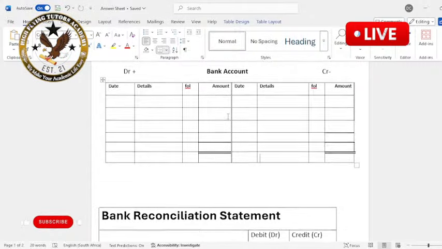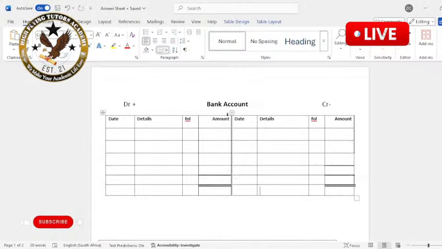And then the bank account: the debit side is the favorable side, and the credit side is the unfavorable side, so it is vice versa for the two. I hope you got that. So I'm going to go back to the question right there.